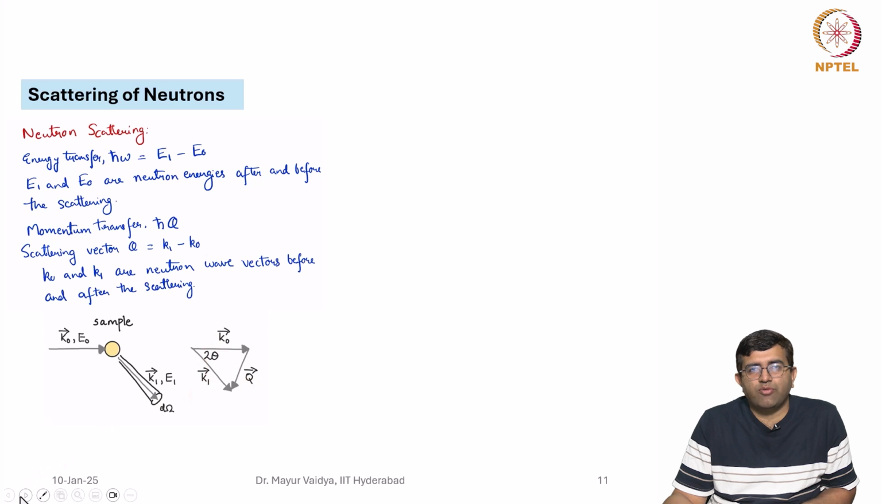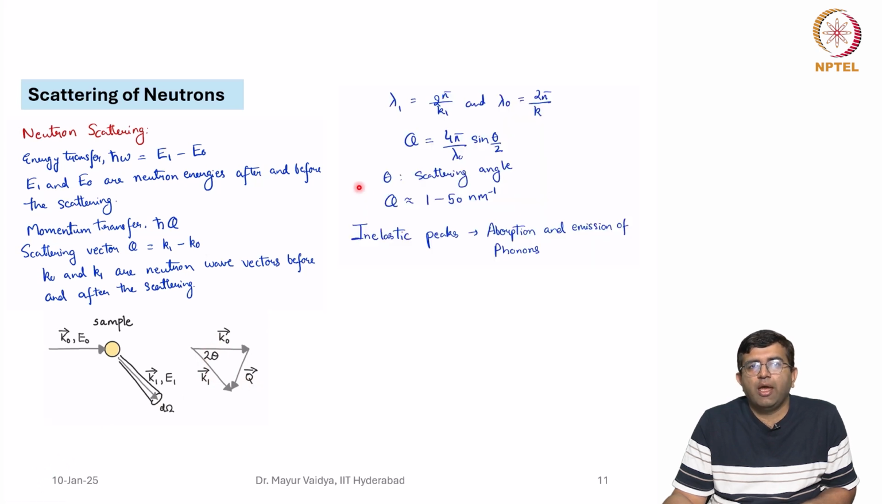Schematically, using the vector diagram, you can represent it. The wavelength lambda is equal to 2 pi by k1 and lambda naught is equal to 2 pi by k naught. Q is equal to 4 pi by lambda naught sine theta by 2, and this theta is what is known as the scattering angle. So, typically the Q is in the range of 1 to 50 nanometer inverse.